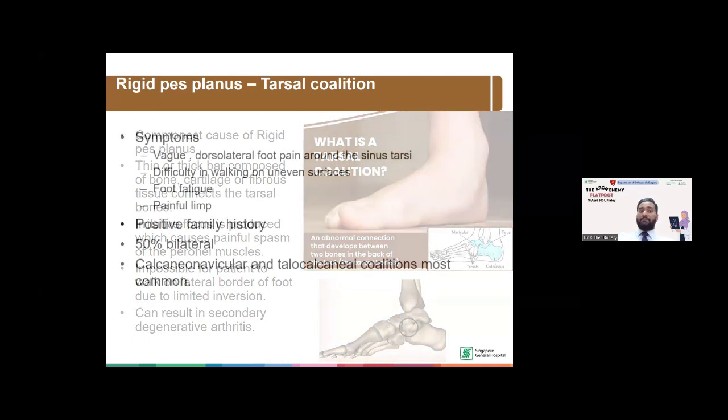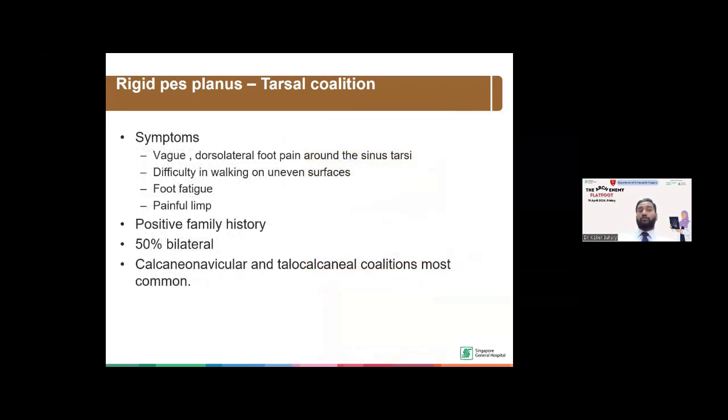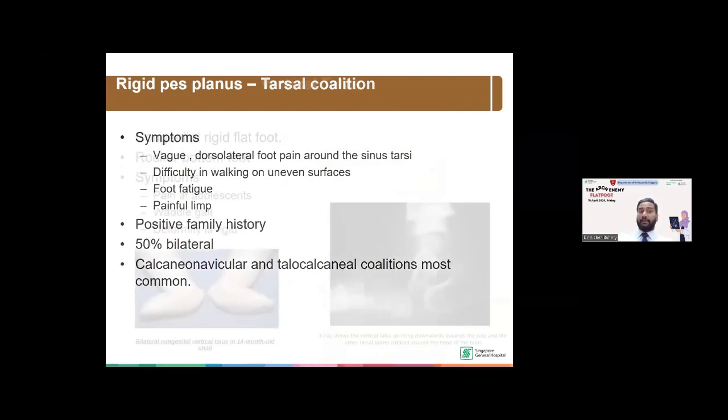Some of the symptoms can be very vague, with dorsolateral foot pain around the sinus tarsi, difficulty in walking on uneven surfaces, foot fatigue, and they may even have a painful limp. They tend to have a positive family history, and half of the time it can be bilateral. Calcaneonavicular, these are the bones of your hindfoot, and talocalcaneal coalitions between the talus and the calcaneus are the most common that we would see.